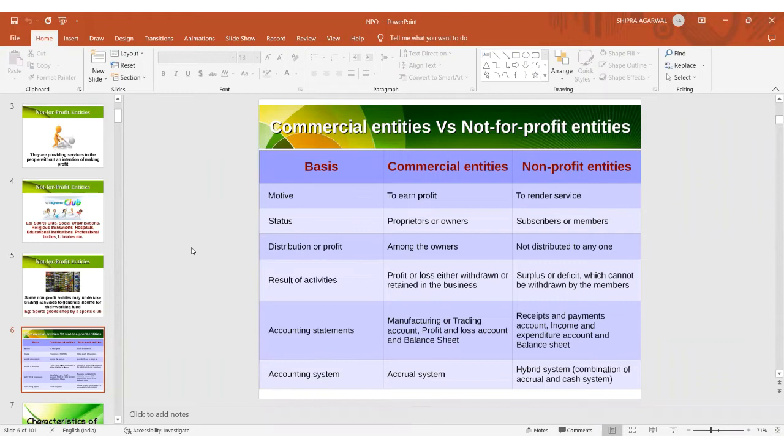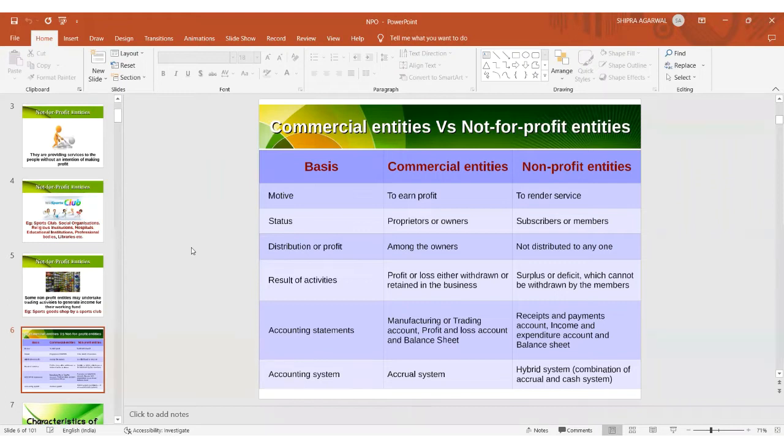Now, in case of commercial entities, we use the term profit or loss. So whatever you are earning is known by the name of profit, or if you are losing, then it is known by the name of loss. And then it can be either withdrawn by the proprietor or the owner, or it can be retained in the business. That is your choice. But when we talk about non-profit entities, we do not call it profit or loss.